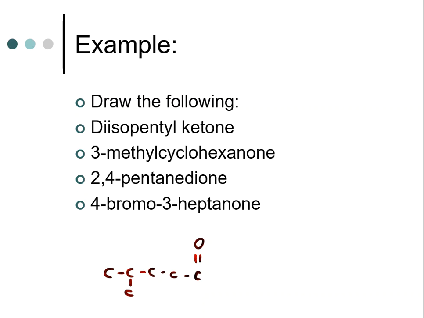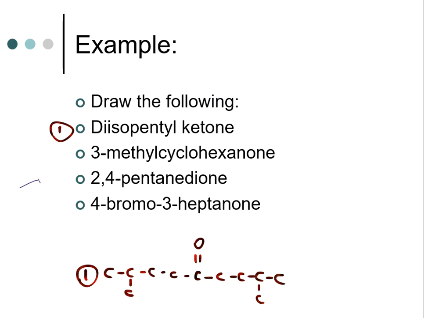All right. So if there's one isopentyl, then I'm going to have to do the other side the same way. And there you go. There is diisopentyl ketone. All right. So there's example number 1. Example number 2, 3-methylcyclohexanone. All right. Well, this is just as easy.